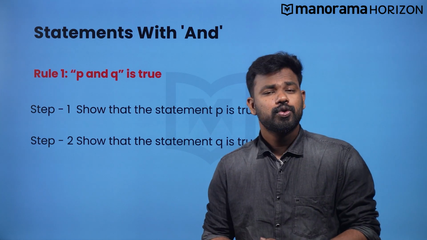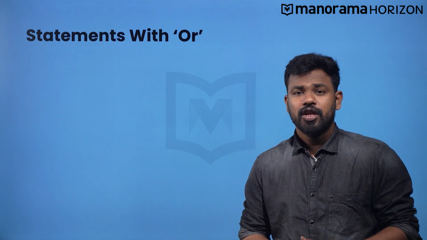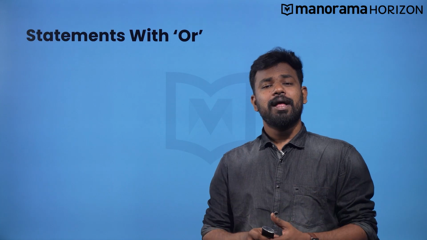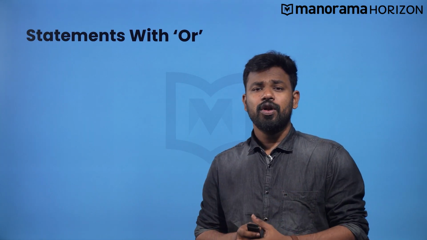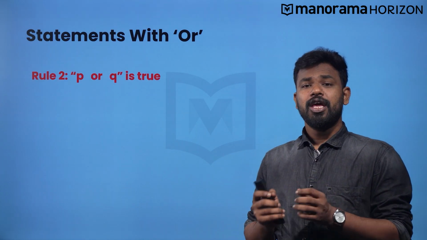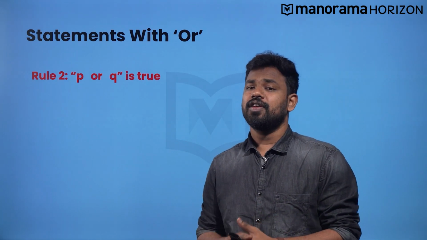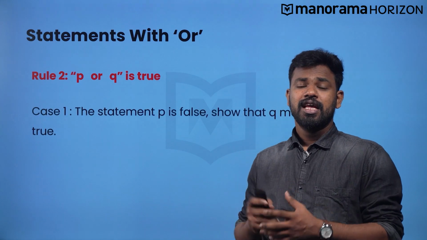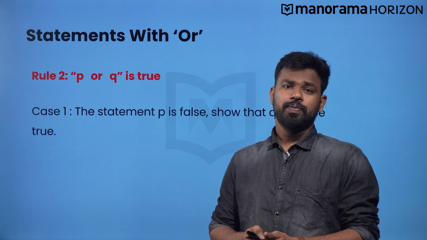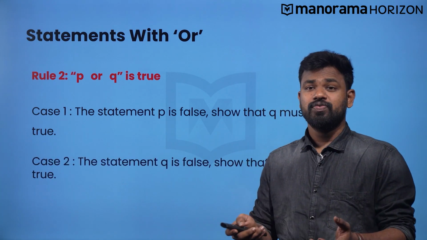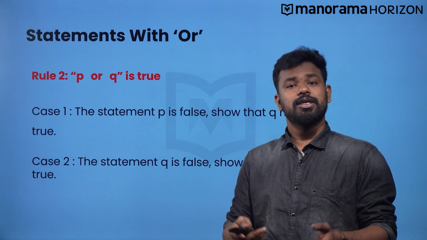Q is also true. Then rule 2: if we are dealing with a mathematical statement consisting of the special word "or", then in order to show that the statement P or Q is true, consider the following cases. If the statement P is false, then the statement Q must be true. If the statement Q is false, then the statement P must be true.